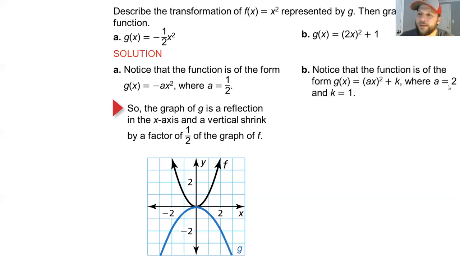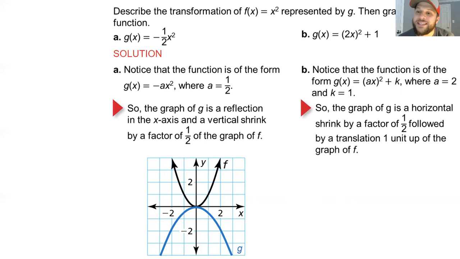Moving on over to part B. So in g of x, you have (2x) squared plus 1. You are given that 2 inside the parentheses, so that should be telling you what's happening horizontally. And then that plus 1 is outside the parentheses for your k. So since that a is on the inside, it is a horizontal shrink. And again, it's always the opposite of what you see on the inside, so you need to flip that and make it 1/2. Then that 1 is on the outside. Vertical is you do exactly what you see, so that is being translated 1 unit up.